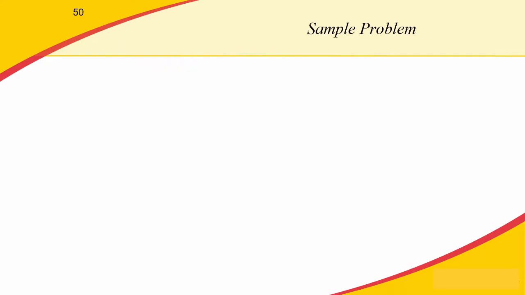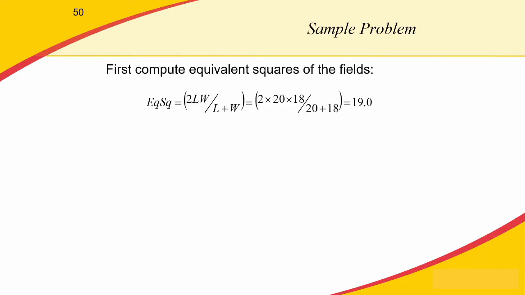So how would we get started with our sample calculation here? Well, first, let's compute our equivalent square fields we're going to use as the field size in our lookup tables for our output factors. So we know we have rectangular fields that are 20 cm by 18 cm.